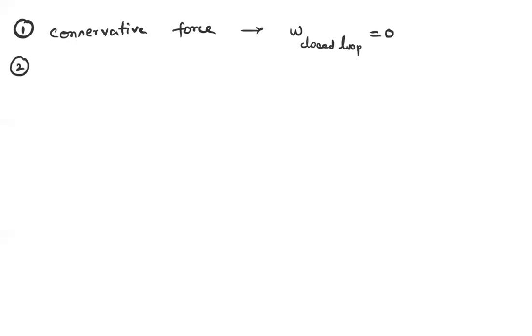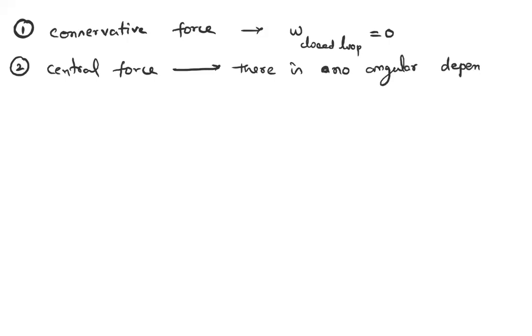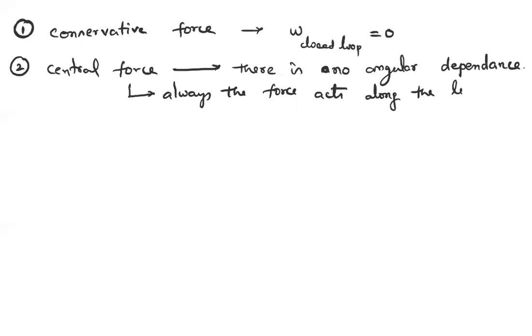Now, second point, electrostatic force is a central force. If electrostatic force is a central force, then there is no angular dependence. No angular dependence is nothing but the angular momentum about that system being zero. That means in central forces, the force always acts along the line joining the charges. This is the reason it's a central force.